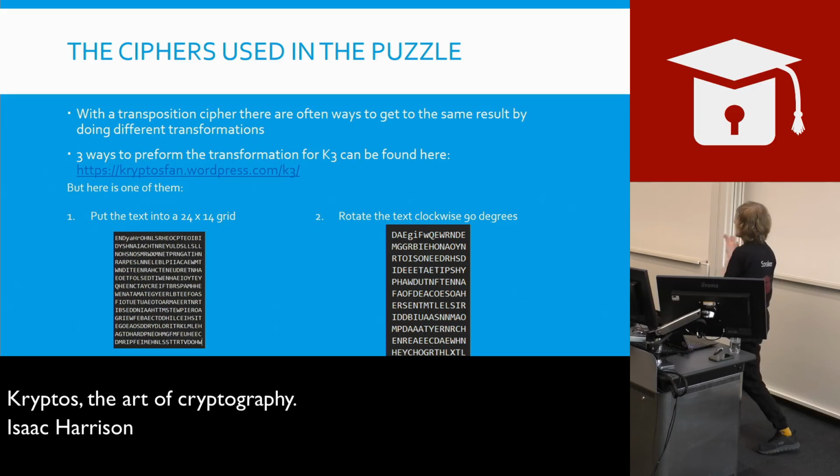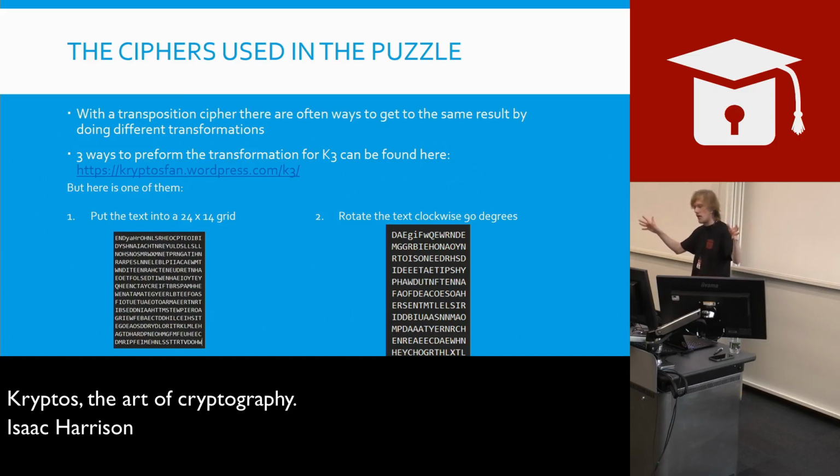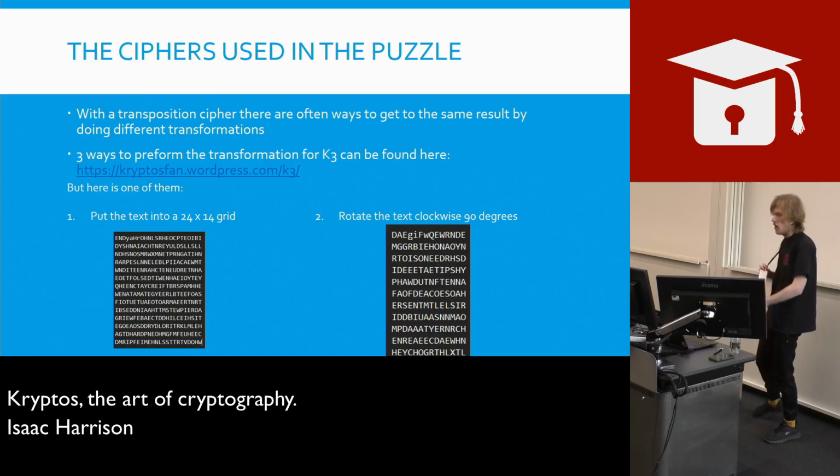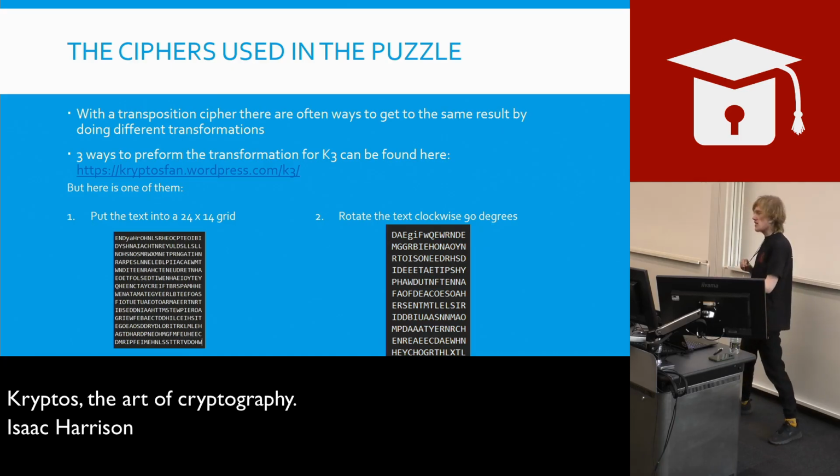The interesting thing about transposition ciphers is that they're just a mapping from one thing to another. So there is no one solution to any of these problems. Or there's a solution, but there's no one way to get to that solution. There are three ways that people have found to map all of the letters in Kryptos 3 to the answer. We're going to look at one of them here.